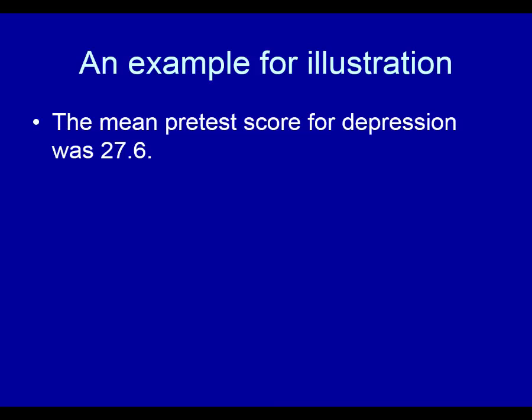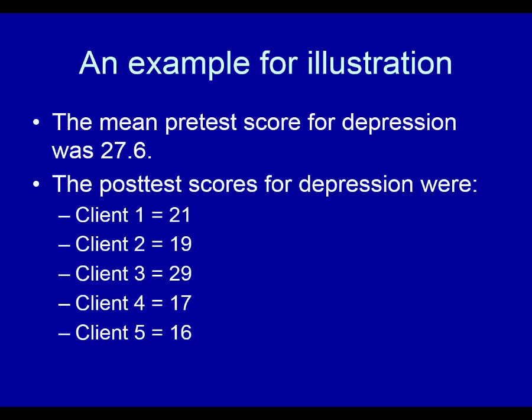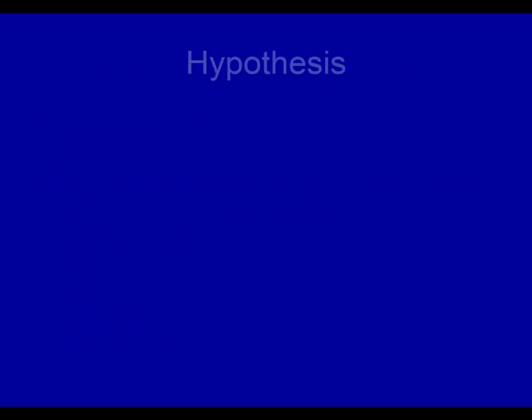You have a mean pretest score for depression of 27.6, where higher scores are worse. Higher scores mean more depression, so we want the scores to be better at post-test. Here are the post-test scores for 5 clients. Client 1 had a score of 21, Client 2 a score of 19, Client 3 a score of 29, Client 4 a score of 17, and Client 5 a score of 16. So we're going to put the threshold score into our Excel file, and we're going to put each of these 5 treatment scores there.